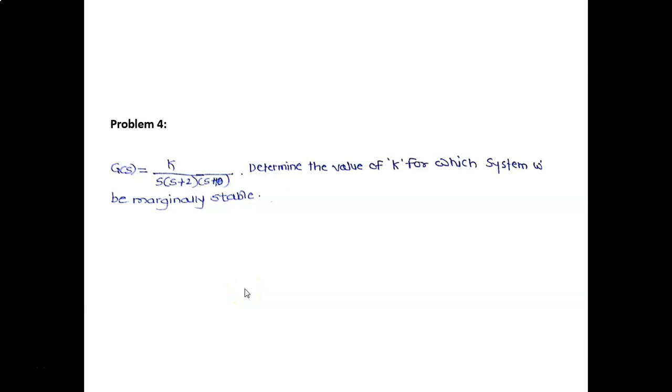Welcome. Today we will see problem number 4 on Bode plot. G(s) is equal to K divided by s(s plus 2)(s plus 10). Determine the value of K for which the system will be marginally stable.